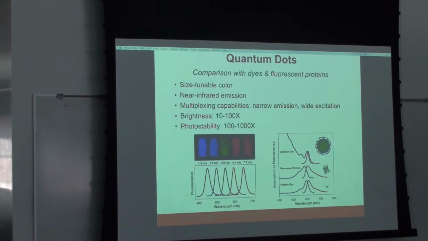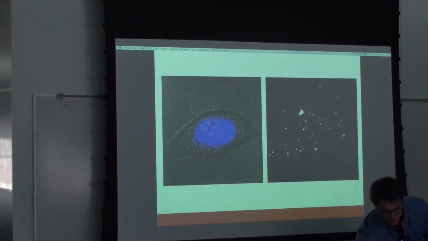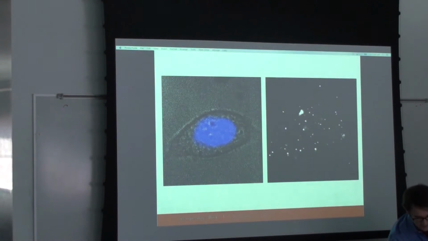Those are great, but in the last 10 years, the reason these have been so useful is because of these two properties: their brightness and their photostability. They're so bright, they're 10 to 100 times brighter than dyes and fluorescent proteins, and they're so photostable, you could easily see an individual one in a microscope. And so that enables us to see the most basic fundamental biology at the highest level of detail.